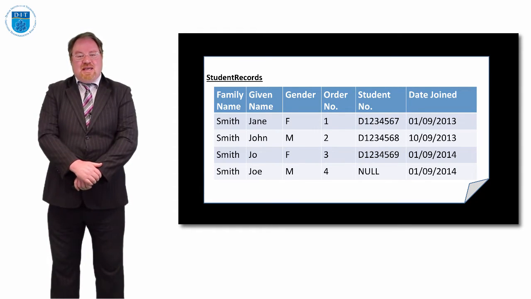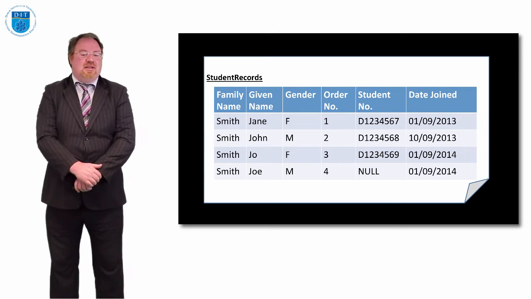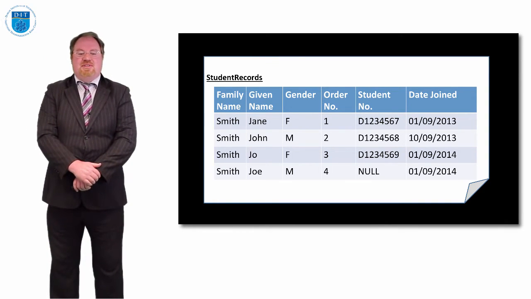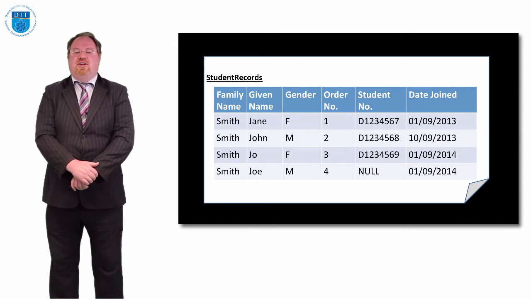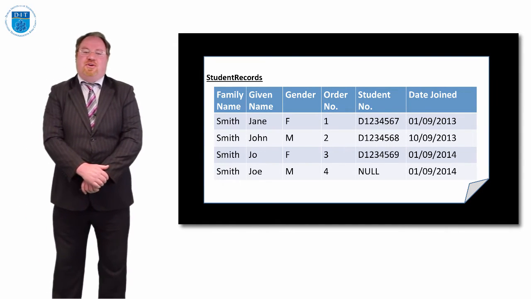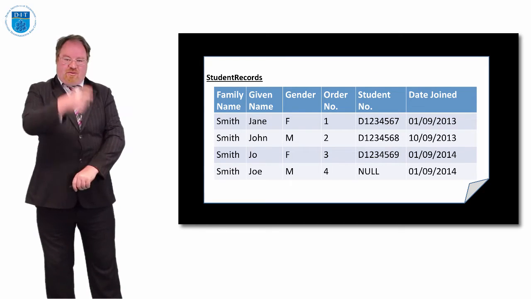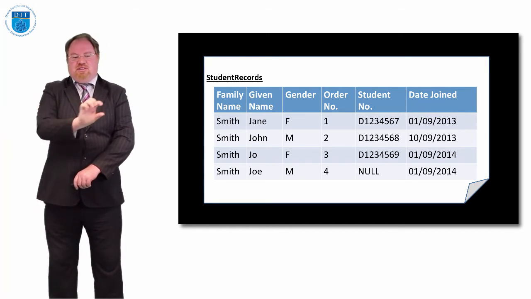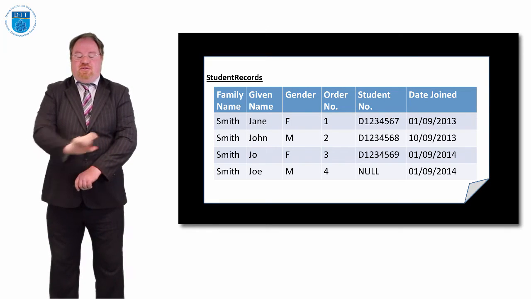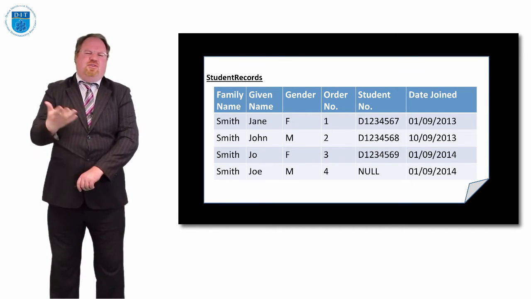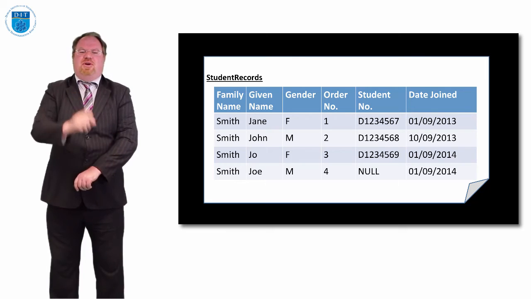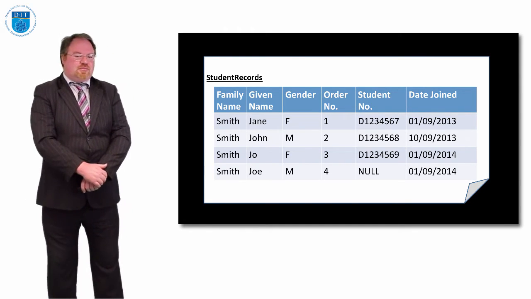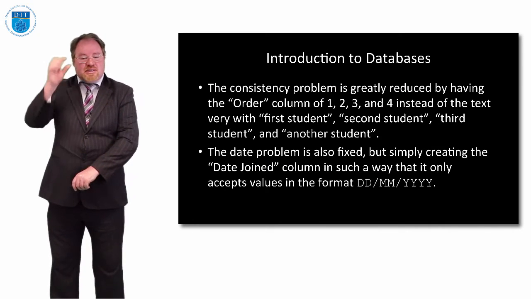So with this table now, we say that there are columns. Family name is a column, given name is a column, gender is a column, order number is a column, student number and date joined. They're all columns of information going down, and each row across, for Jane Smith, for John Smith, for Joe Smith, and for Joe Smith, we can call them rows or sometimes records, so each individual person's student record. Perfect.